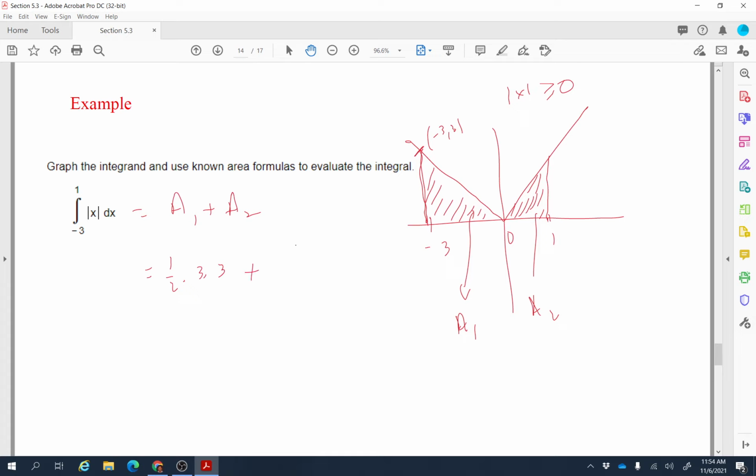For the second one, this is again half times base, which means the length of the base, which is 1, and height at 1 is the maximum one, which is again 1. So this is half times 3 times 3, which is 9, and this is just half, so which is eventually 9 plus 1 over 2, which is 10 over 2, which is 5. So the area under the curve of this absolute value of x function from -3 to 1 is 5 square unit.